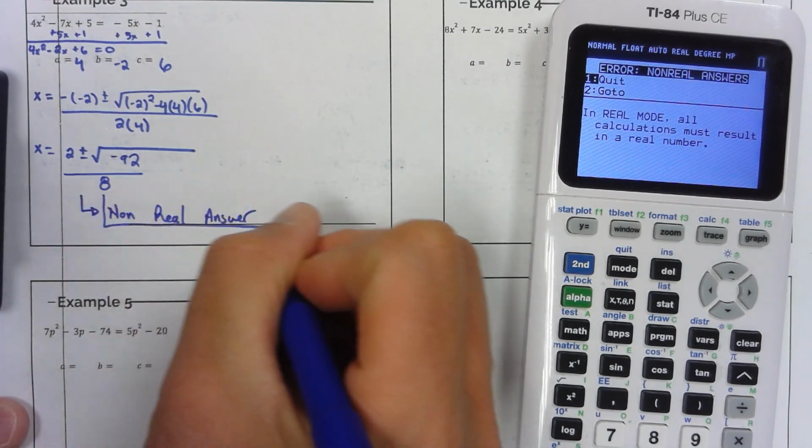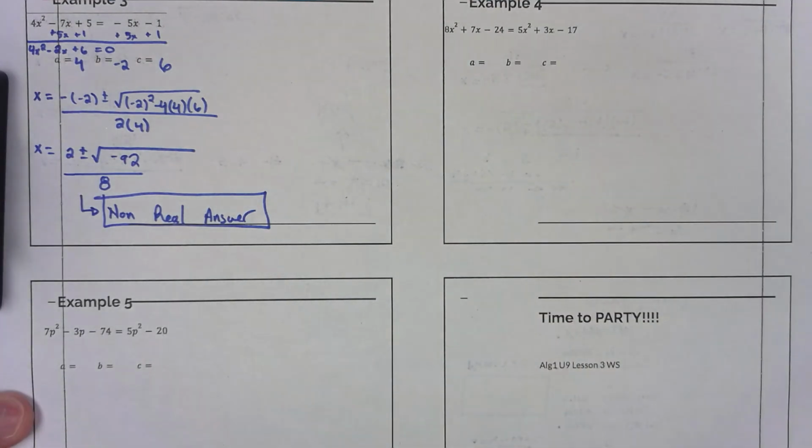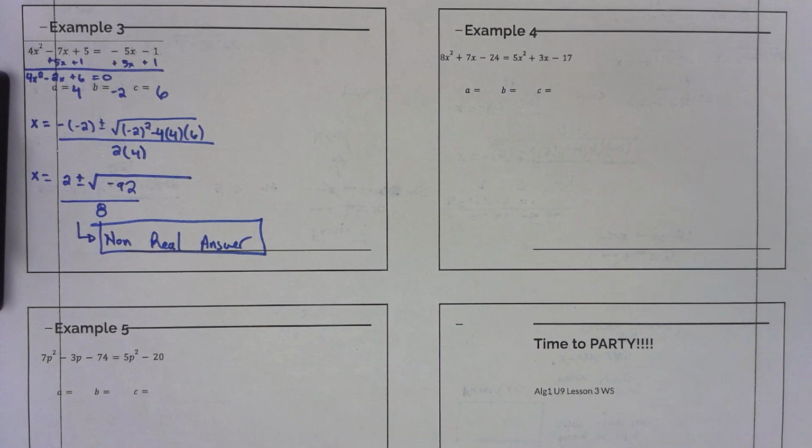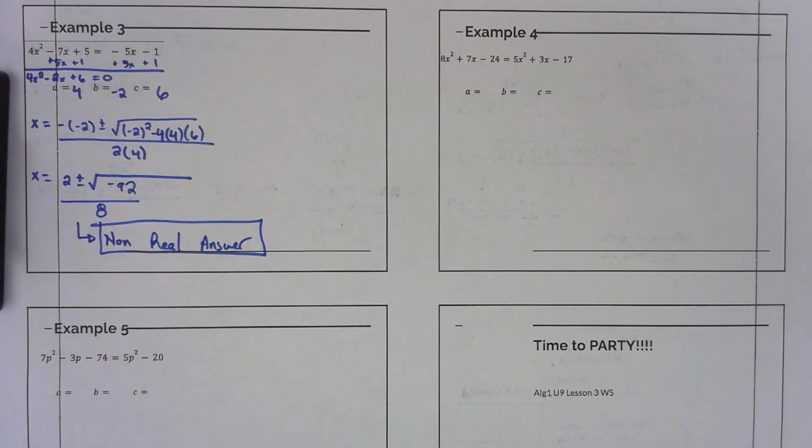Now, if you do say no solution, I'll still accept that. But really, the mathematical way of describing the situation is that it is a non-real number. It's what's called an imaginary answer.